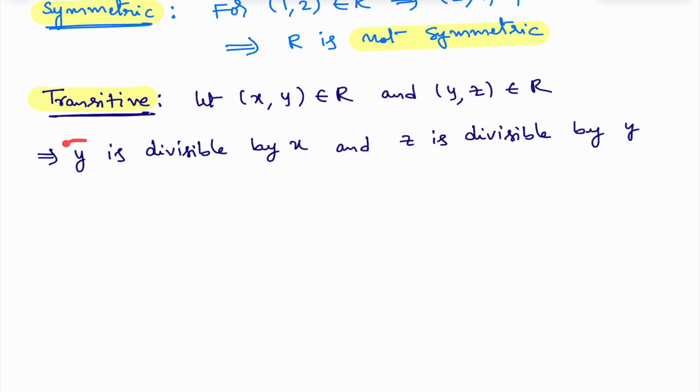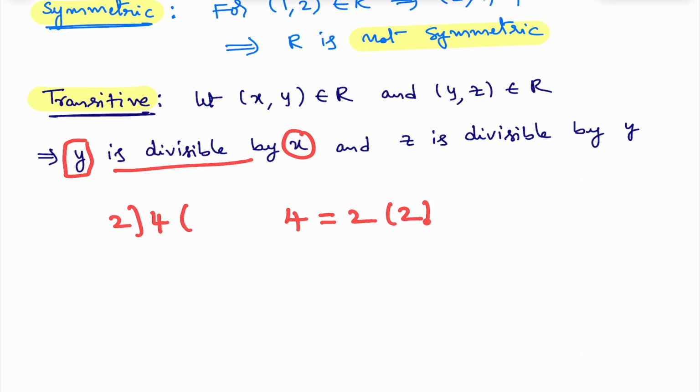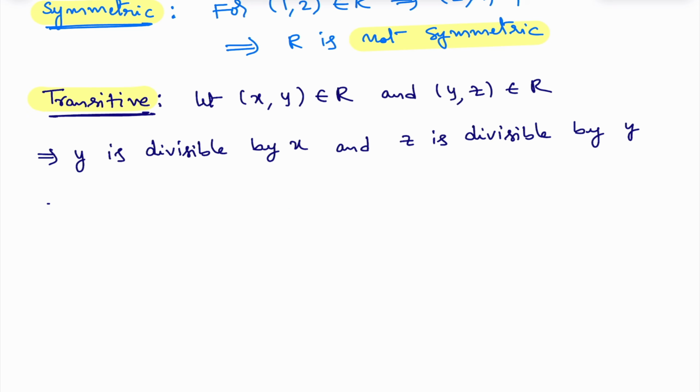Here you need to know a few basic things. If y is divisible by x, suppose 4 is divisible by 2, then 4 can be written as a multiple of 2, that is 2 into some integer. Please try to understand. As y is divisible by x, y is a multiple of x. I'll write here y equals x into k1, where k1 is an integer. And as we know z is divisible by y, z can be written as a multiple of y into some integer.